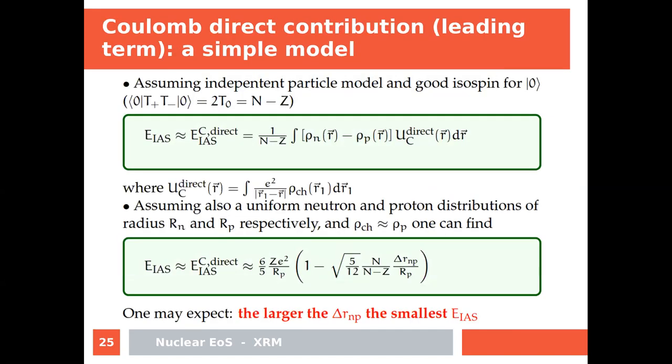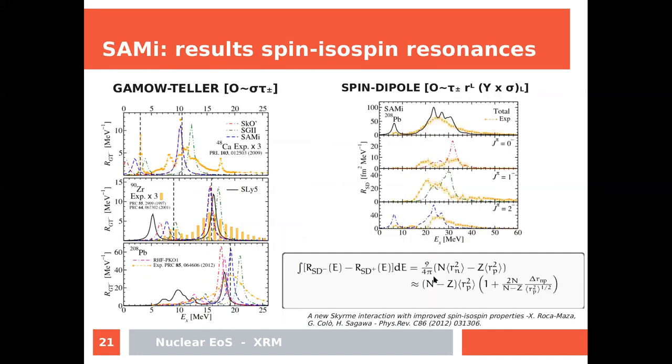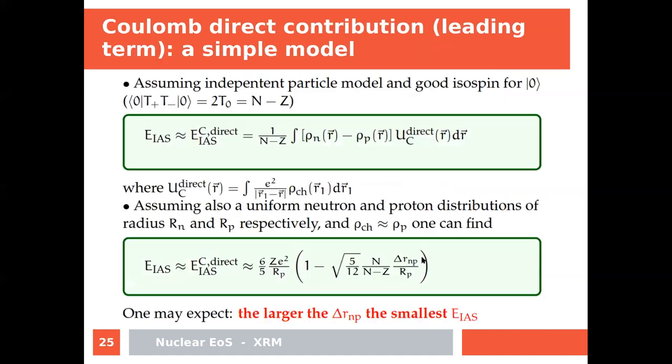What we did just before to better understand this problem is, okay, since we know the leading term is the Coulomb direct, let's assume the Coulomb direct and calculate the isobaric analog state energy by using this formula here, adopting a very simple Coulomb interaction. The charge density of the nucleus is a kind of hard sphere. And then we calculate this energy of the isobaric analog state. And we end up realizing that the main contribution, which is the Coulomb direct term, should be ruled by the neutron skin again.